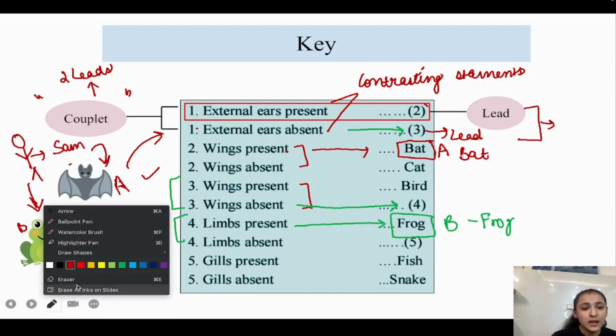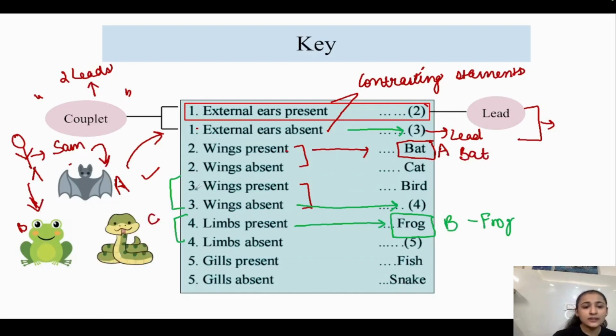Now he will come to the taxon 3. That is this organism he needs to identify, organism number C. Starting from the couplet 1 again, number 1 is saying external ears are present. So external ears are not present, external ears are absent, so we need to go to couplet number 3 now. Now in the couplet 3, are the wings present or wings absent? Wings are absent, so we need to go to couplet 4 now. Now in the couplet 4, are limbs present or absent? The snake has no limbs, right? So limbs are absent. Now we'll go to the couplet 5.